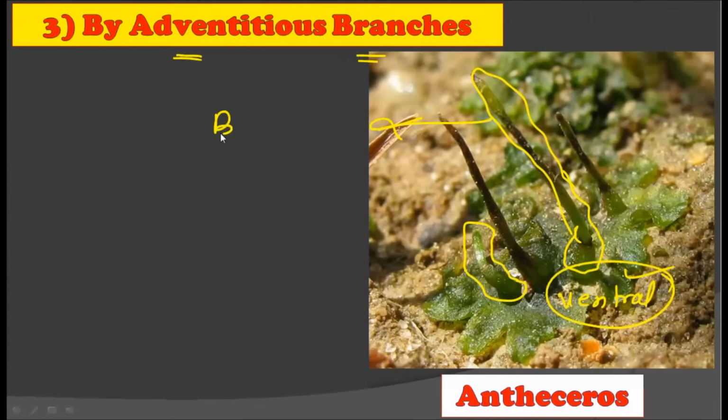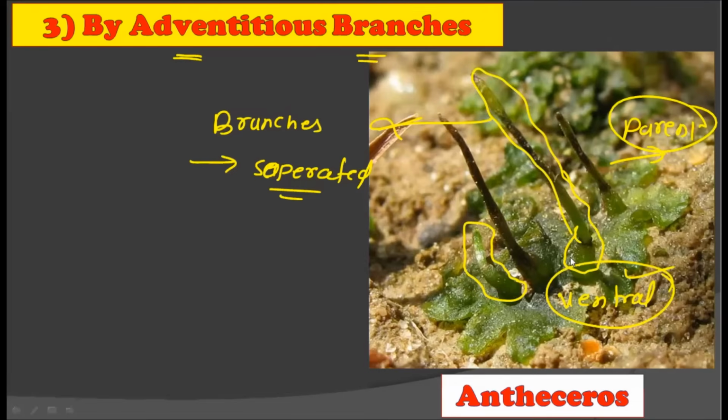And when these branches get separated from the parent plant, they grow into a whole new thallus. That is, these adventitious branches, which generally come out of the thallus from the ventral side, upon separation from their parent plant, grow into a new thallus, hence increasing the number of bryophytes in a vegetative way. This type of vegetative reproduction, with the help of adventitious branches, is commonly observed in Anthoceros.